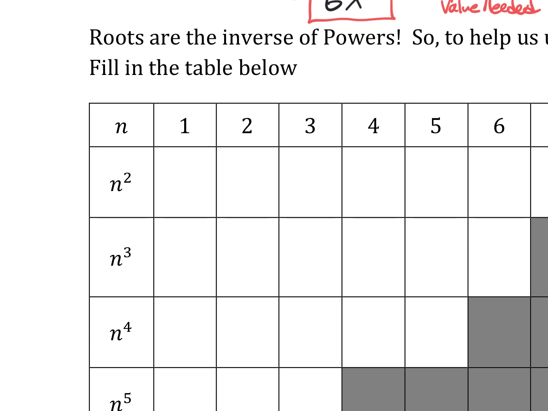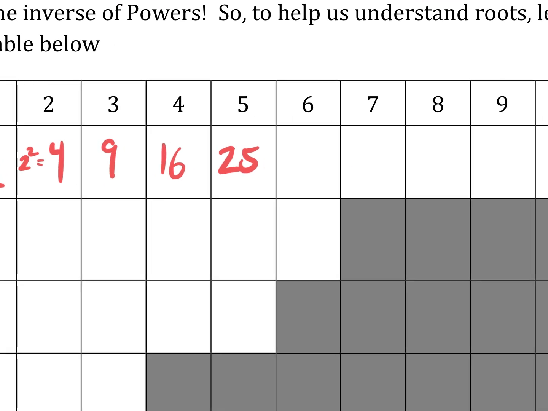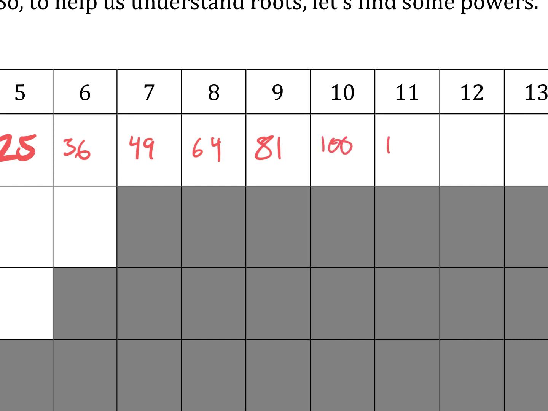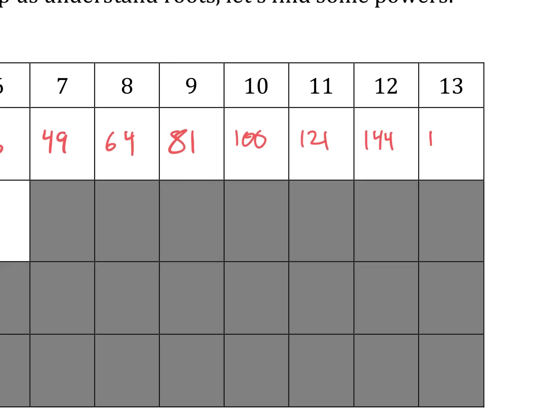Those are n. So if n is 1, then 1 squared is 1, right? 1 times 1. If n is 2, then 2 squared is 4. If n is 3, then 3 squared is 9. 4 squared is 16. 5 squared is 25. 6 squared is 36. 7 squared is 49. 8 squared is 64. 9 squared is 81. 10 squared, 100. 121 for 11. 144, 12 times 12. 13 times 13 is 169.